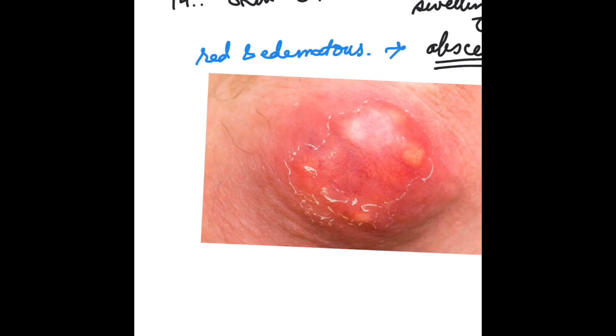Next thing, you can find the skin tense, glossy, and with venous prominence. This is seen mainly in cases of osteosarcoma.